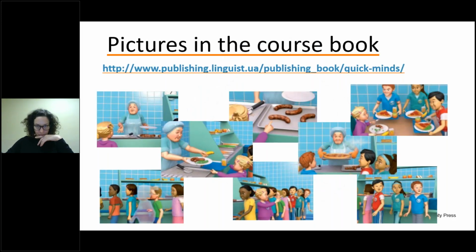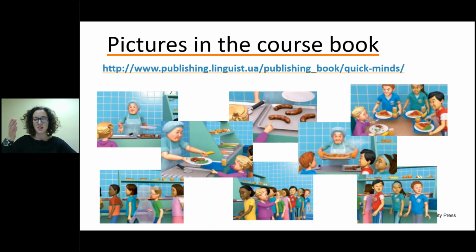Okay, another one. Pictures in the course book. What I've done here, I cut out all the pictures and I put them on the slide. And I know that the sample of Quick Minds 1 for Ukraine, for example, is on the internet, so you can do the same and put it on the slide, or you can even print it if you wish. Print it, cut it out, and in groups, students have to put it in the correct order.